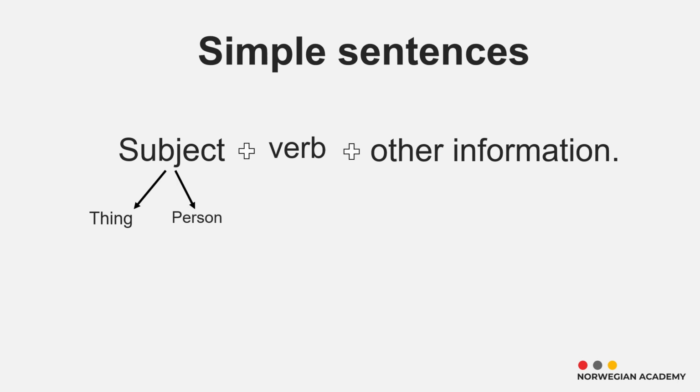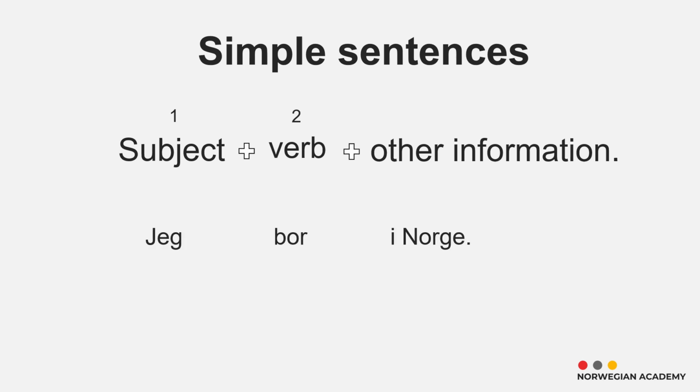To make a simple sentence, place the subject on the first place and verb on the second. For example, Jeg bor i Norge. I live in Norway. Jeg is a pronoun and it is a subject. Bor, verb. I Norge, place.